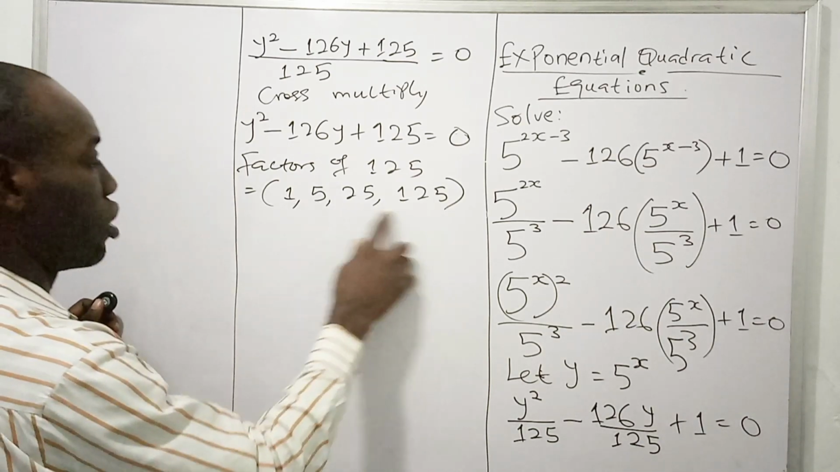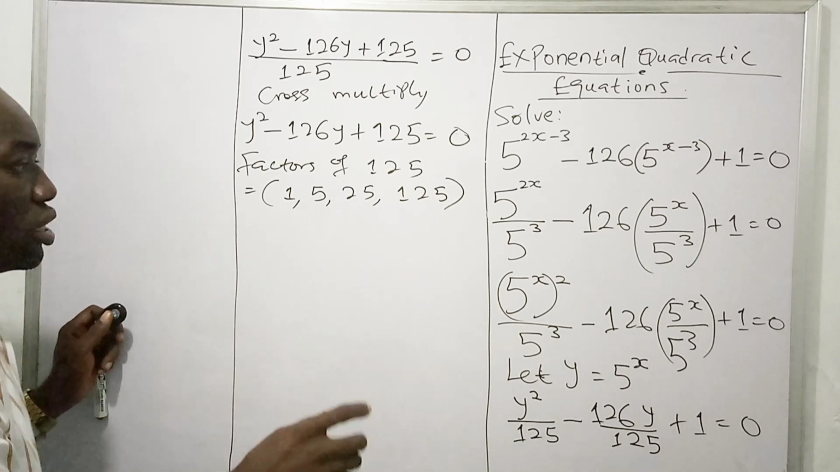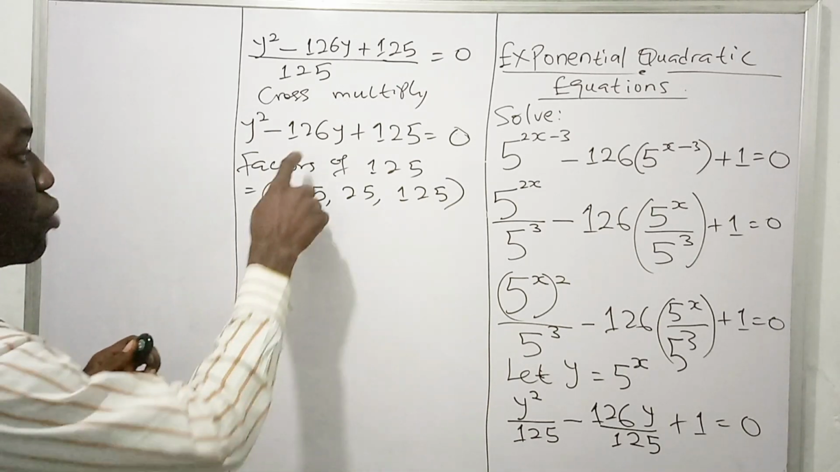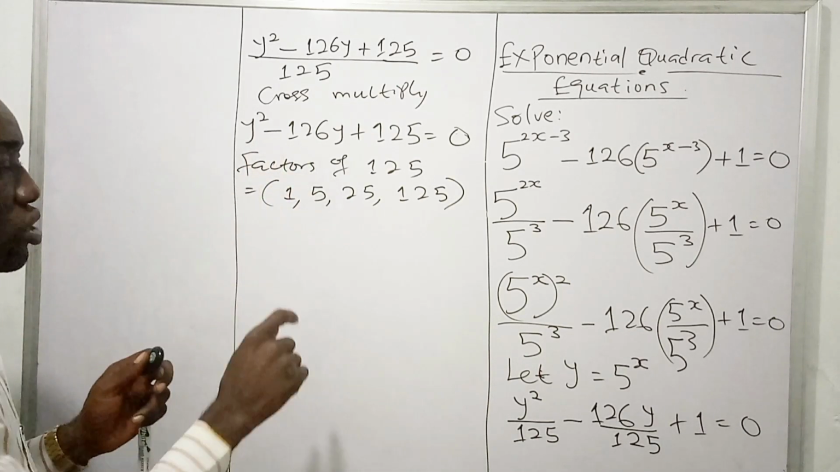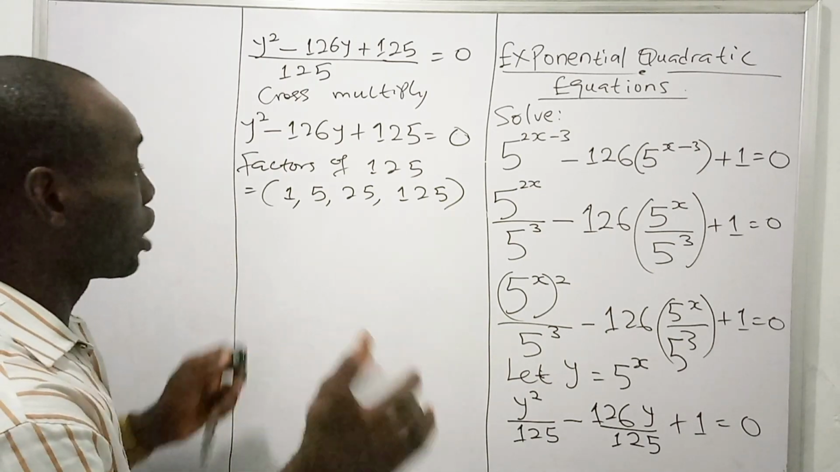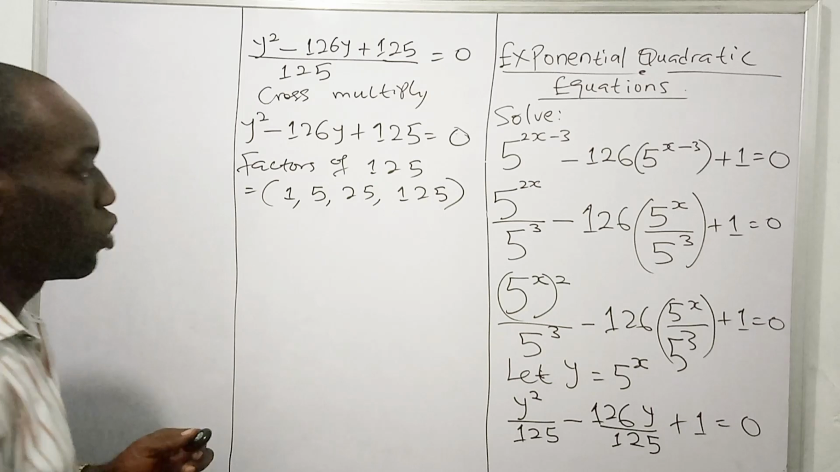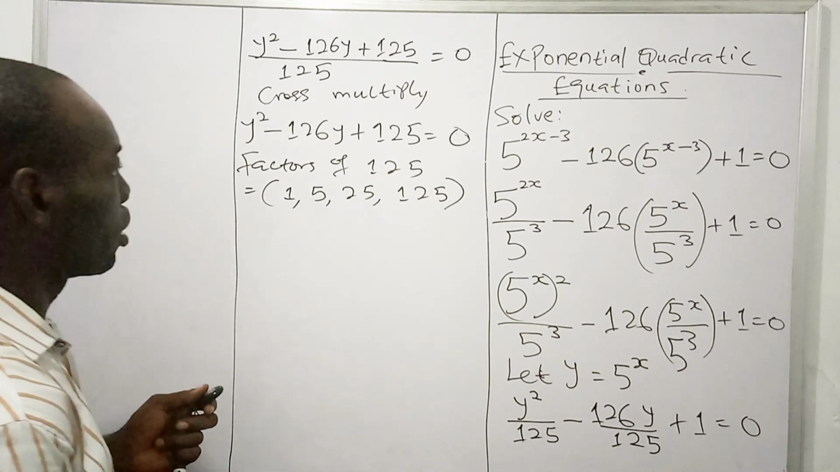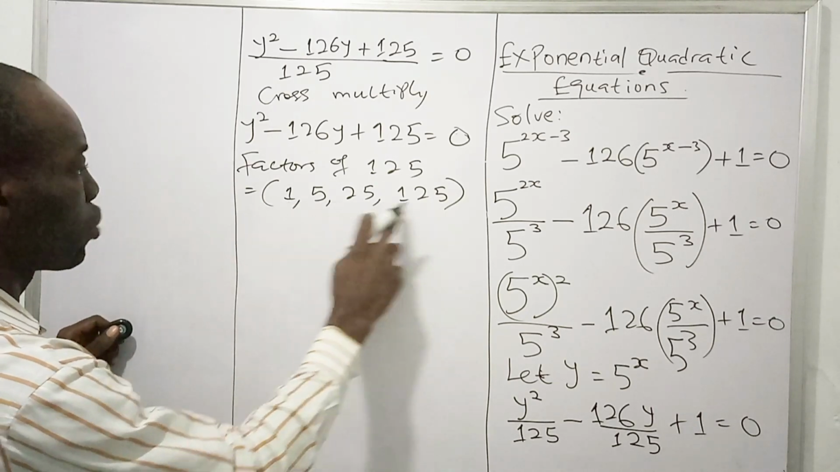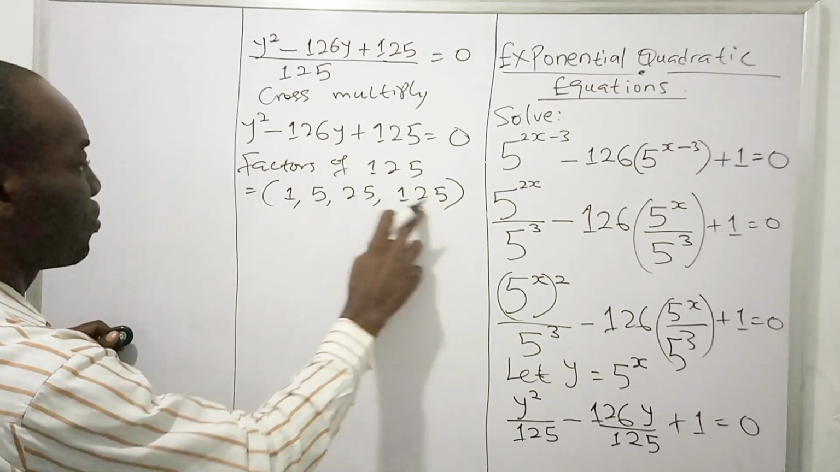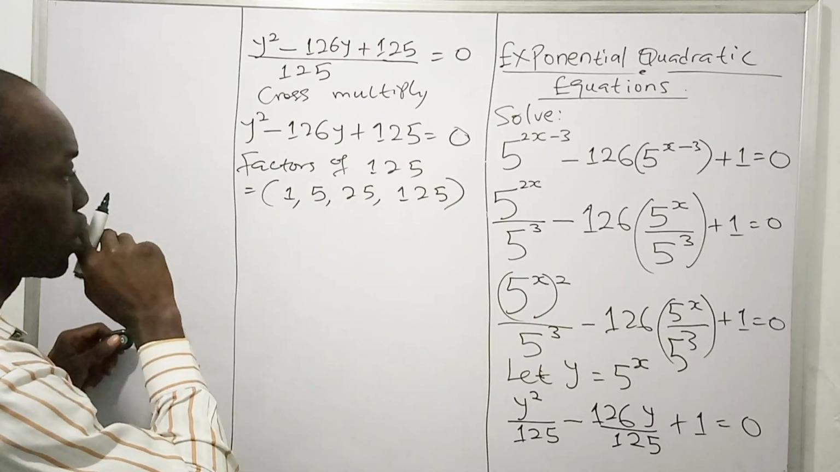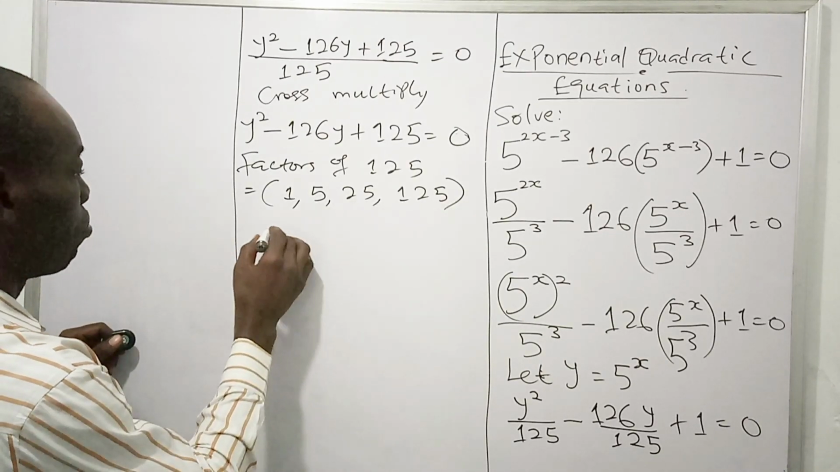We're going to look for a pair of factors here that we can add to get the middle term, also putting the sign into consideration, and we can add to get minus 126, and we can multiply to give us 125. Now, if you agree with me, 1 and 125 will be the ideal factors to use, in the sense that what?